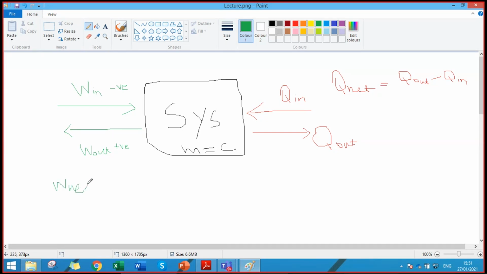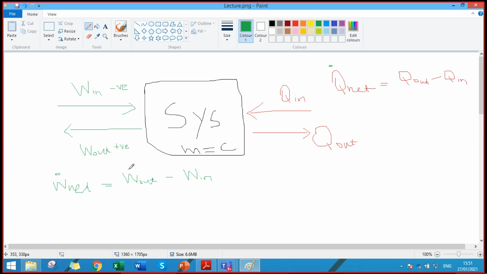So work net is work out minus work in. Clear? Yes, sir. So the time rate of change of the energy in the system is dependent upon the rate at which the heat transfer is happening, that is heat is entering and leaving the system, and the rate at which the work is being done by the system and work is being done on the system, the net of it, right?